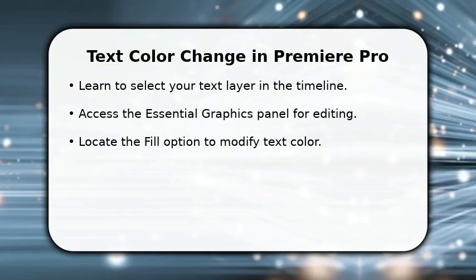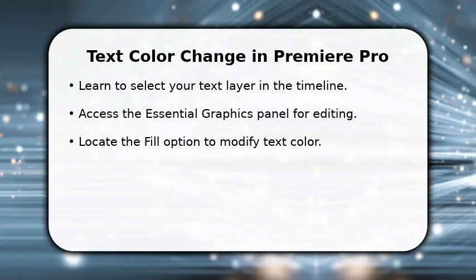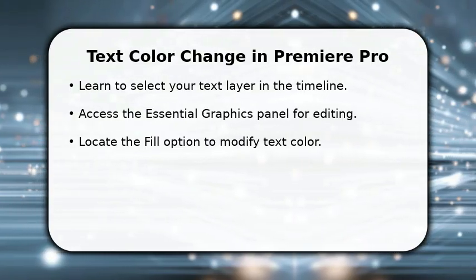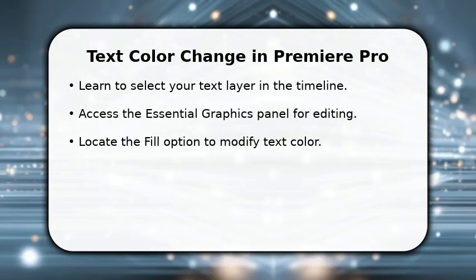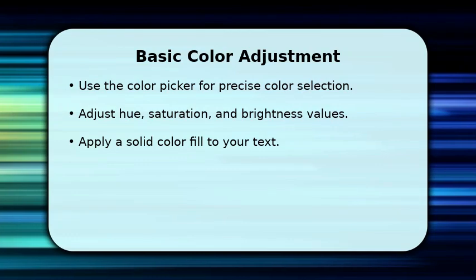Here, you will find various text properties. Look for the Fill option, which controls the main color of your text. Clicking on the color swatch will open the color picker, allowing you to choose any hue you desire. Once the color picker is open, you have several ways to choose your color.